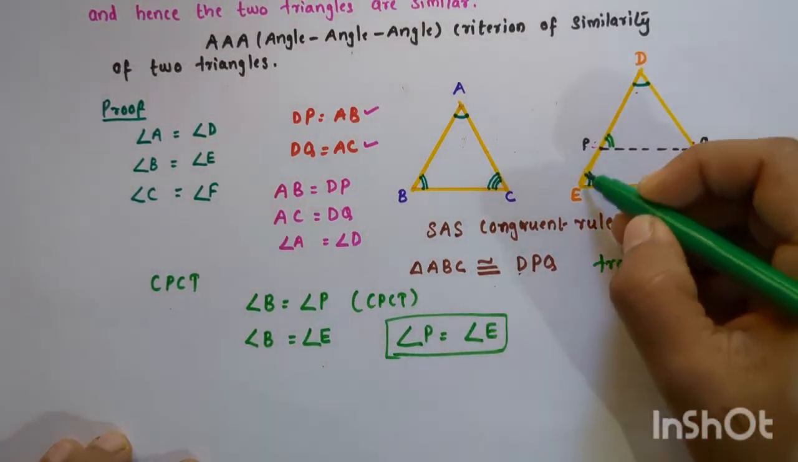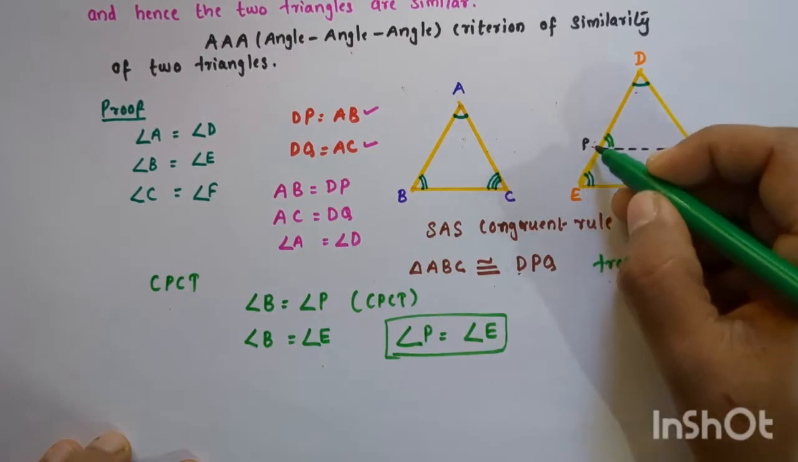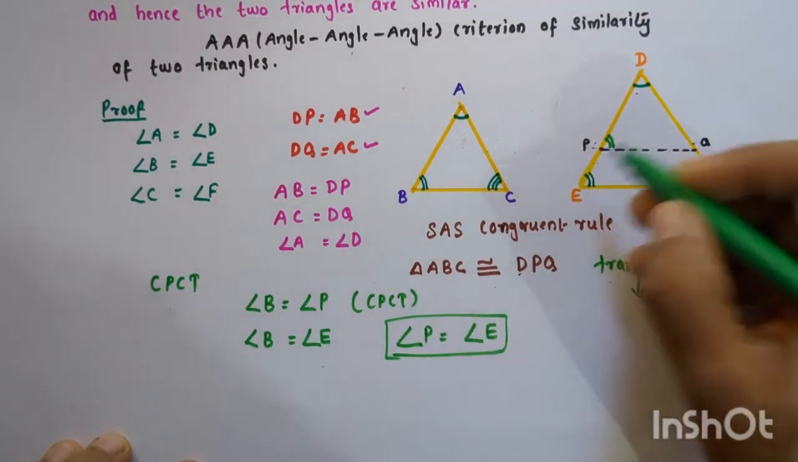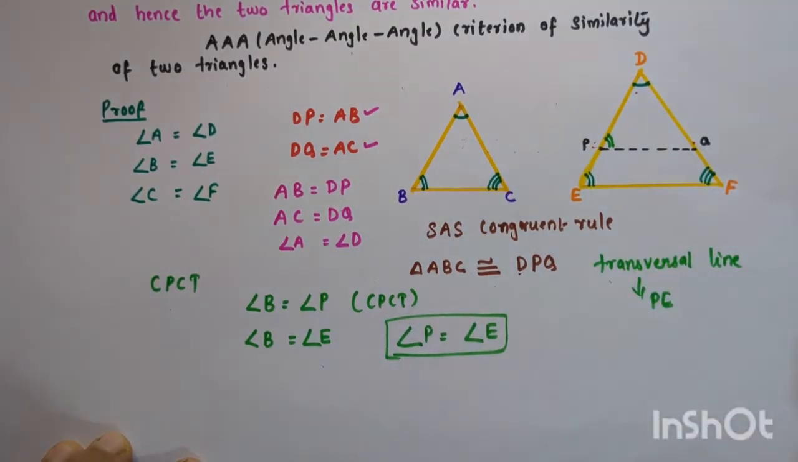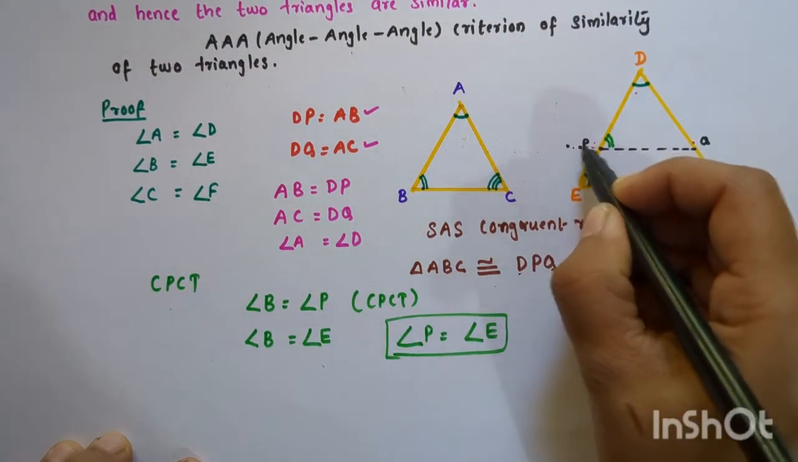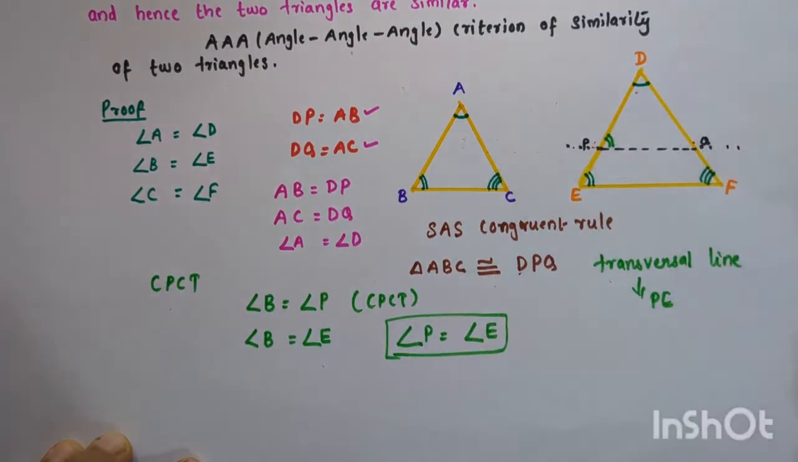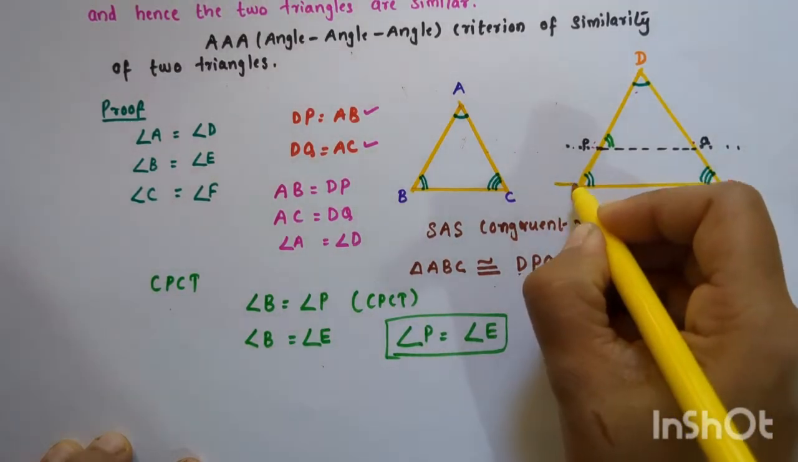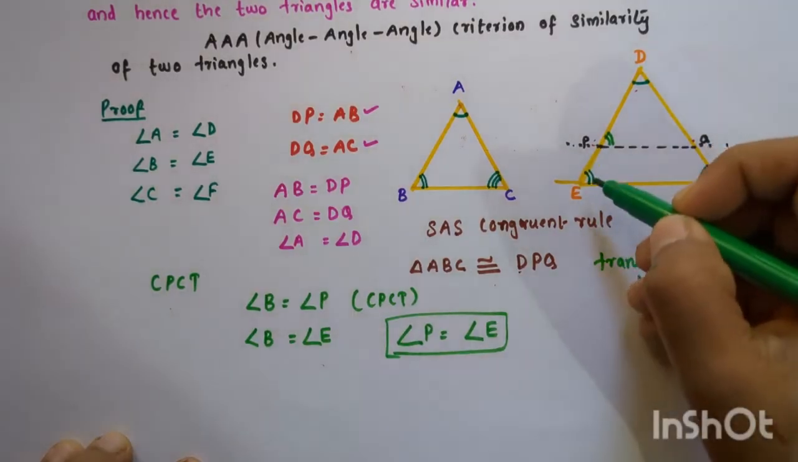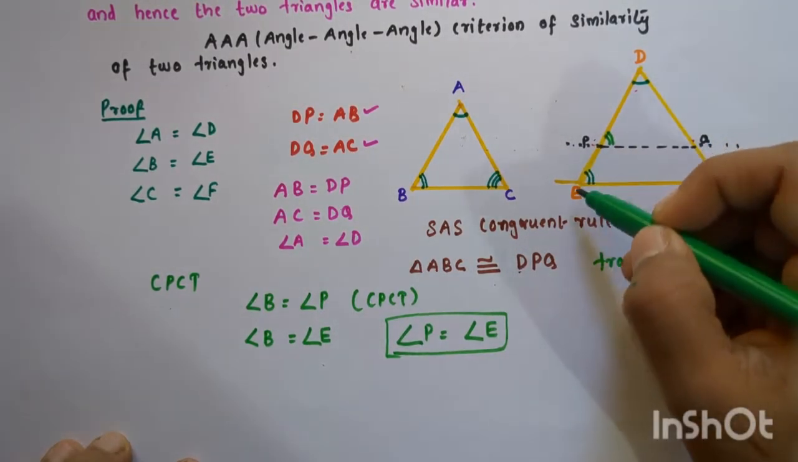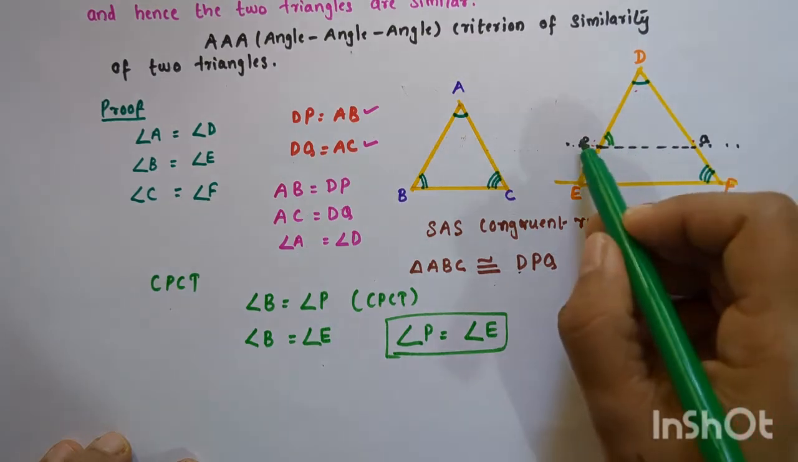That is, this transversal line PE intersects the two lines PQ and EF. Here we have a line PQ, I am just extending it like this, and here we have another line EF, I am just extending it like this. So you see this line PE, this is a transversal line here, and this intersects the other two lines PQ and EF.